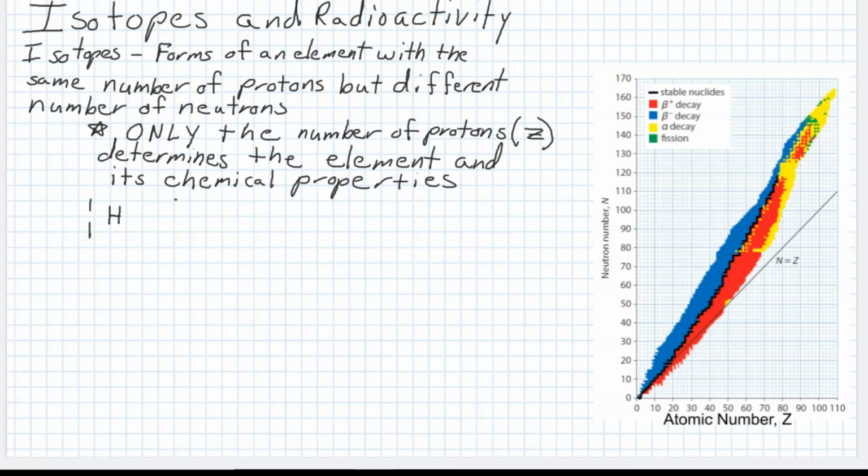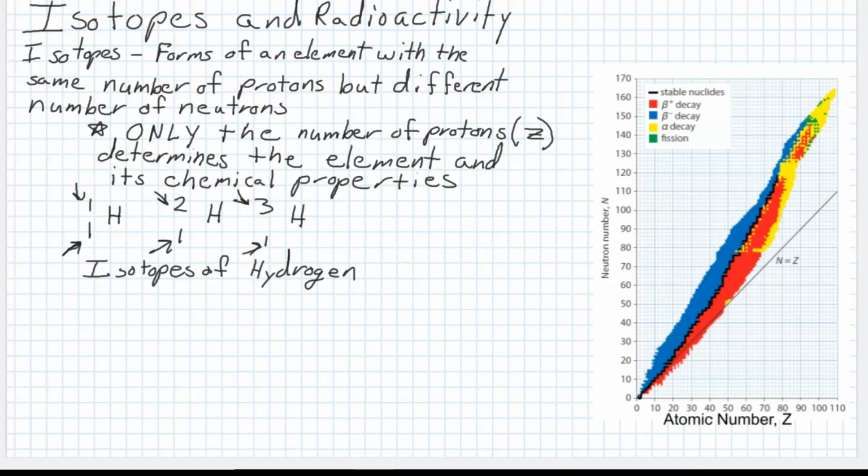For example, if I were to take hydrogen 1, 1, I could also make hydrogen with an atomic mass of 2, and I could also make hydrogen with an atomic mass of 3. All of the hydrogen isotopes I've just drawn out have the same number of protons, or atomic number, 1, but they all have different mass numbers, 1, 2, and 3. Because all 3 have an atomic number of 1, they're all isotopes of hydrogen. And hydrogen is kind of fun because it has unique names for its isotopes: protium, deuterium, and tritium.